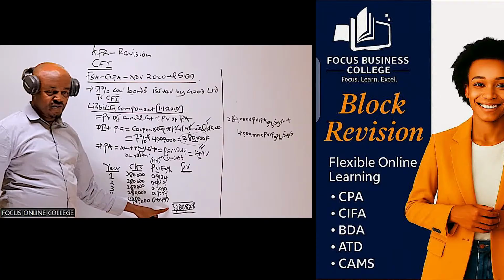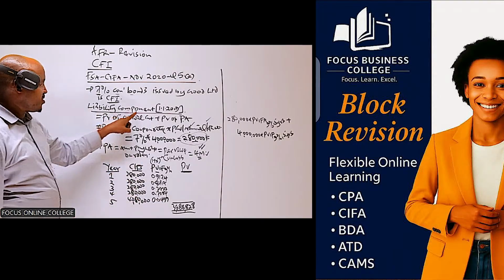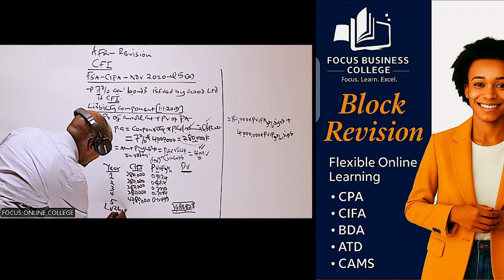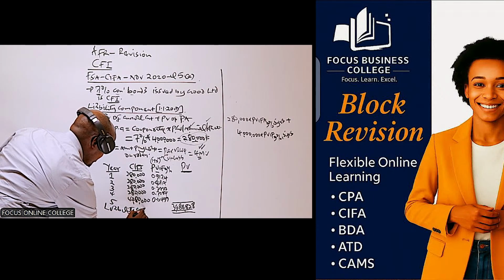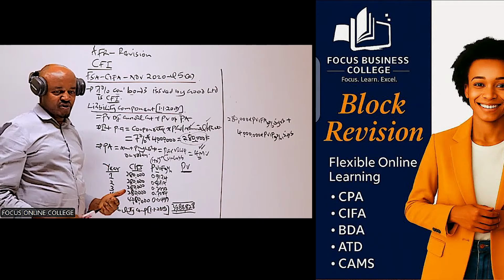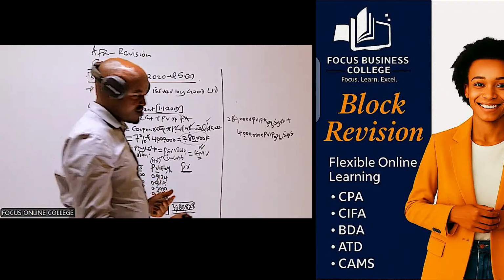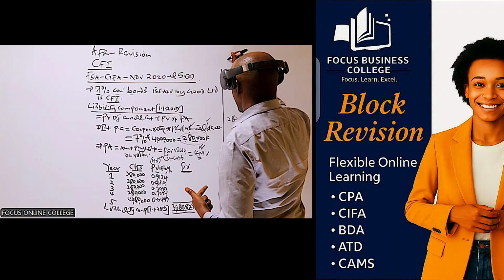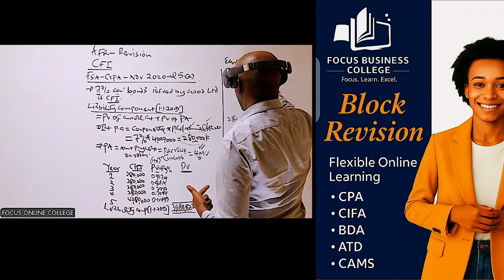Whatever we have computed here is the liability component on this date. This is the liability component on 1st January 2019. So having computed the liability component, step 2, we need to proceed and compute the equity component.